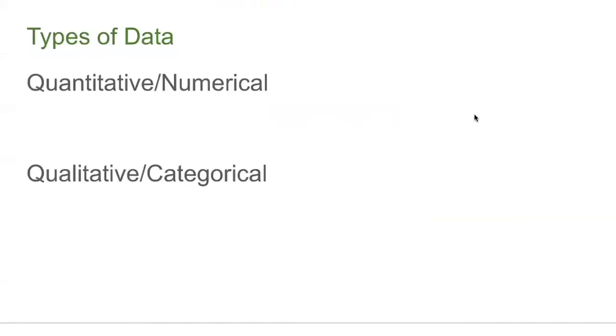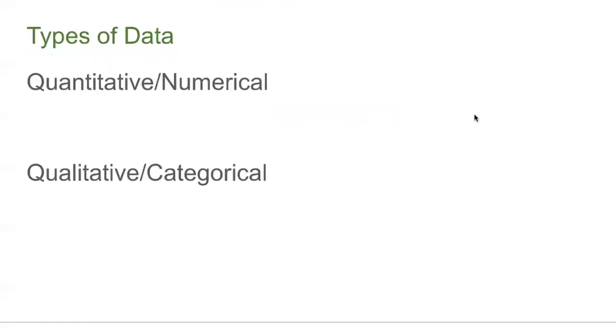So I want to just clarify the difference between data and statistics. Data is information that you are collecting about the things that you are studying, and then statistics is computational summaries that you make of the data you've collected.